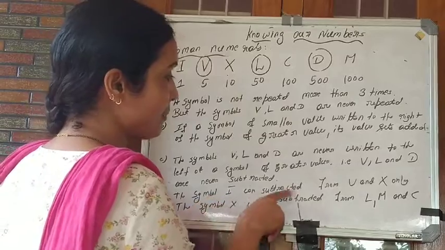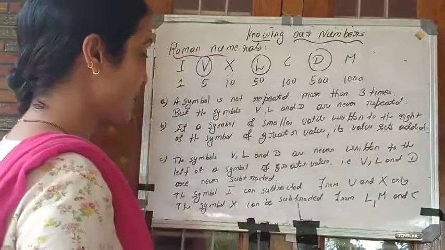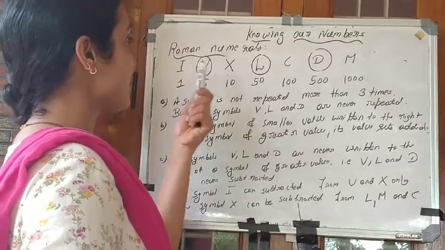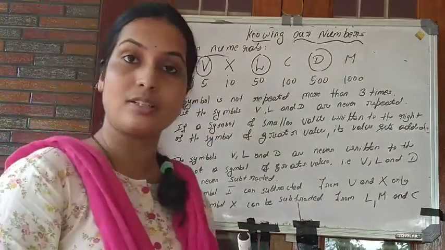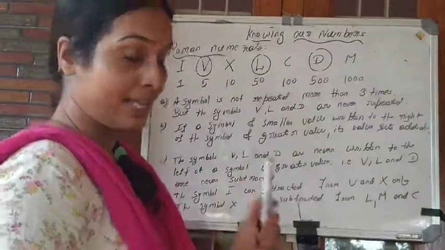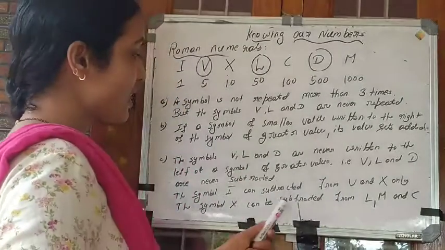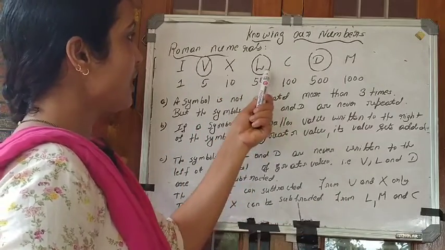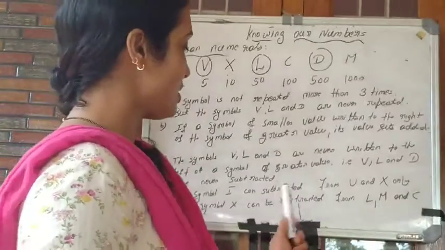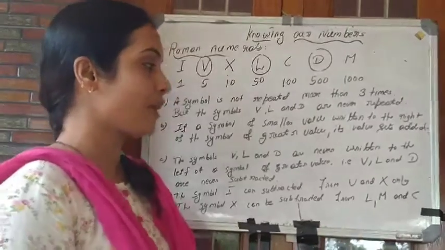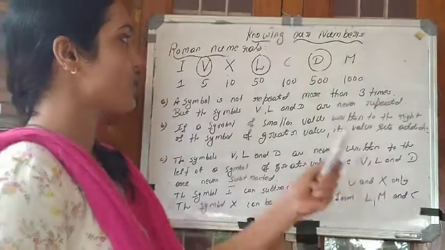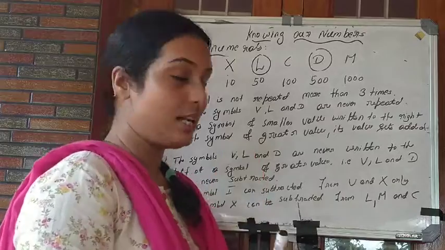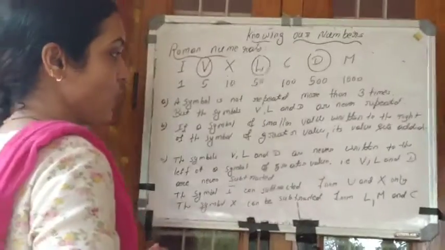The symbol I can be subtracted from V and X. From V and X we can subtract I. Other than V and X we should not subtract I. And the symbol X can be subtracted from L, M and C. Excluding L, M and C, we should not subtract the symbol X. Okay. So this is a very important concept.